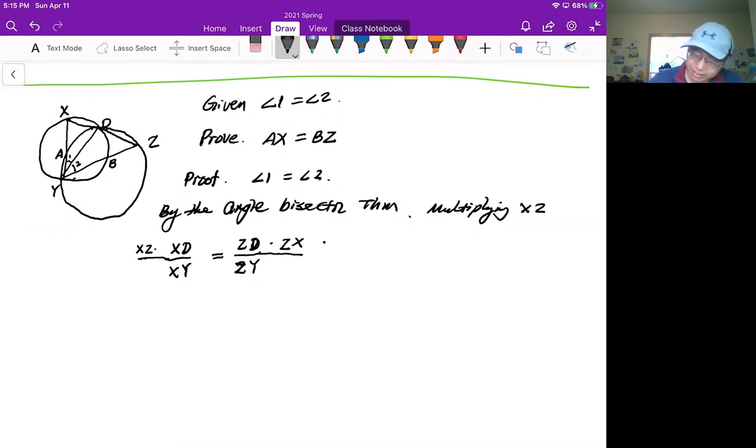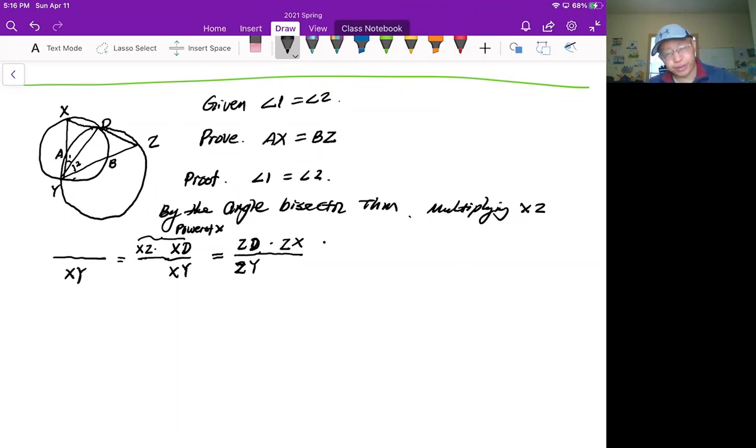So what is the numerator? It's xz times xd, and that's the power of x with respect to the larger circle. When you talk about the power of a point, you have to identify the circle and identify the point. The point is x, and the circle is the larger circle. But anyway, I don't have enough space to write the larger circle.